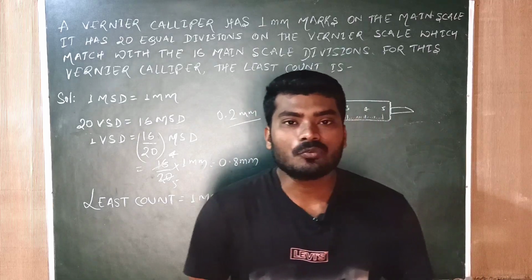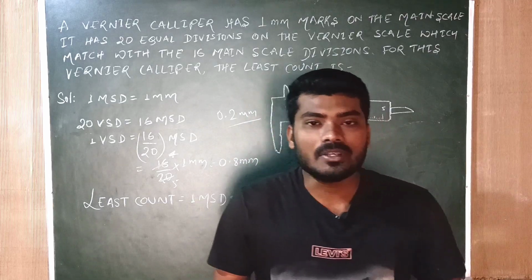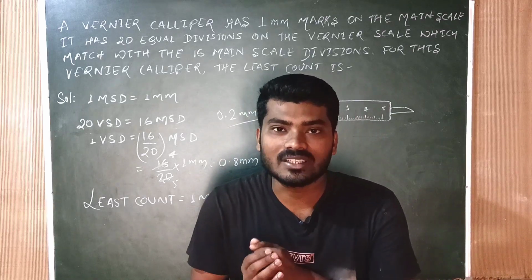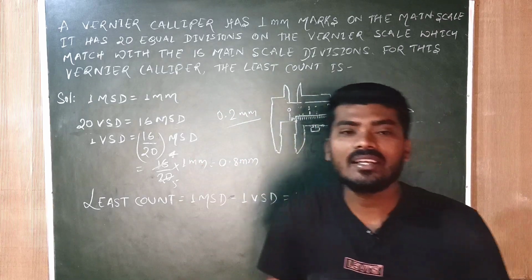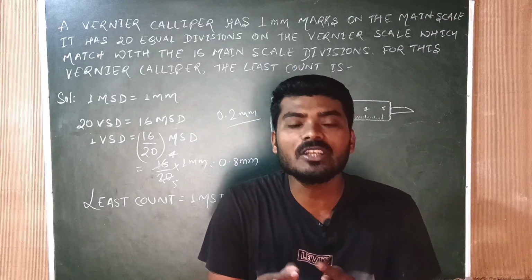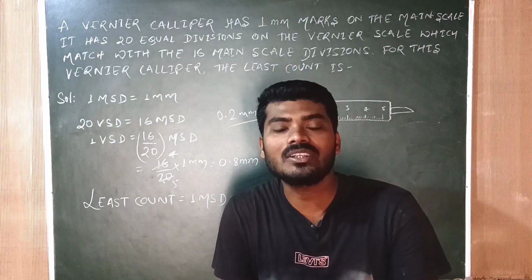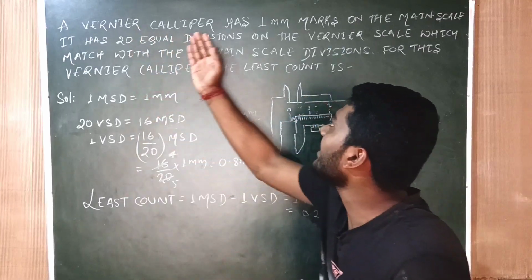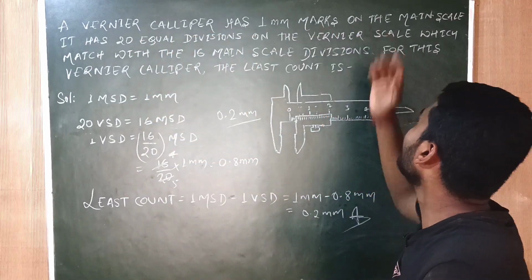Hello everyone. In this video we are going to understand a problem based on the vernier caliper. We have to calculate the least count of the vernier caliper in this given question. The least count of the vernier caliper is the minimum length that can be measured with the help of a vernier caliper. So here it is given that a vernier caliper has 1 millimeter marks on the main scale.